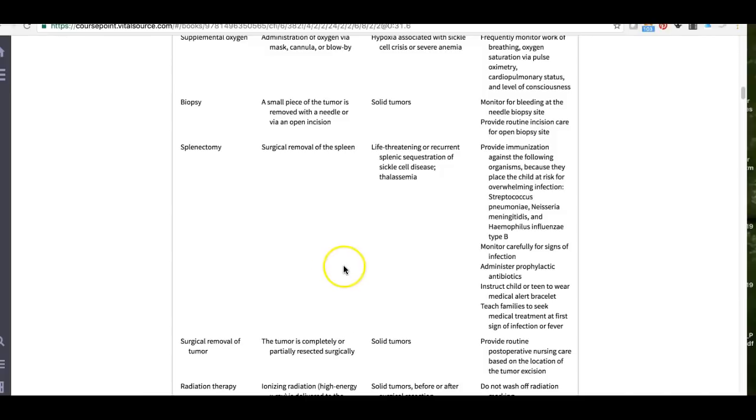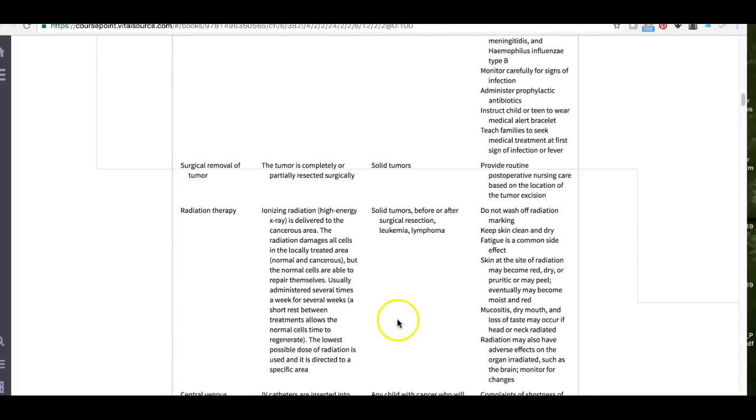So just remember that part. Radiation, if they have a solid tumor and they're wanting to shrink it before surgery, or if they want to shrink it after surgery and they couldn't get it all, radiation may be an adjunct that they use for treatment for that, for solid tumors.